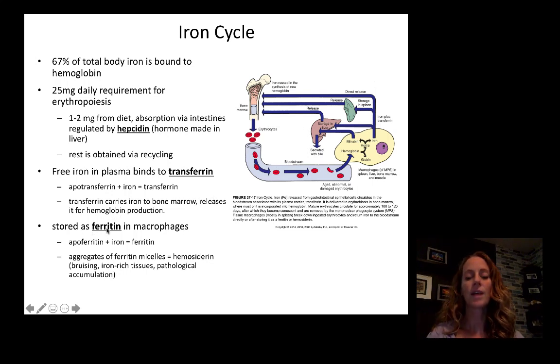Iron is also stored as ferritin in macrophages. Apoferritin plus iron forms ferritin. Aggregates of ferritin micelles are hemosiderin deposits. And we would see these histologically when a tissue is bruised, when it's iron rich, or if there's accumulation in certain pathological conditions.